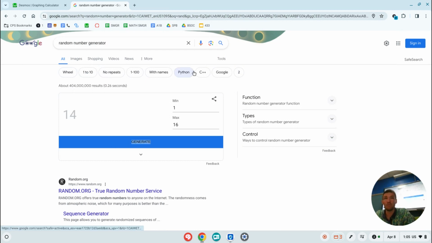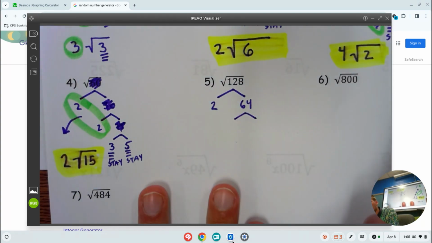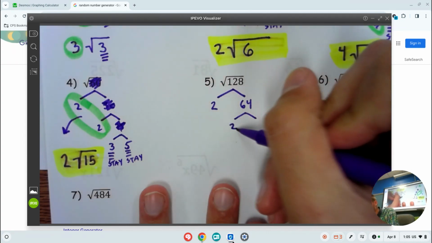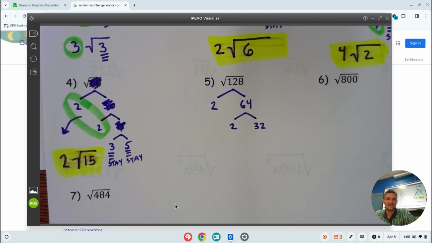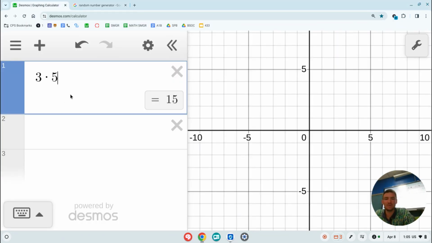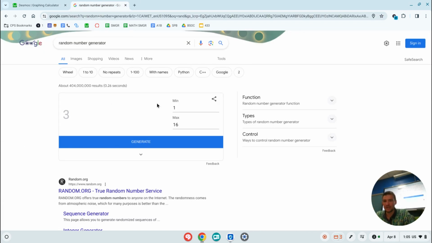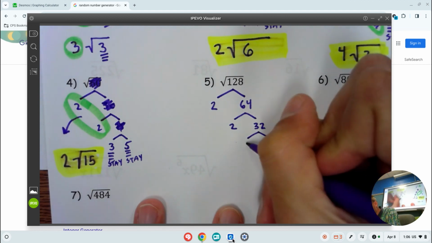Person number 14, right in front. Do you know what 64 is? Can you break that down? He was right. Yeah. Even though he spoiled your fun. 2 and 32. Again, if you're not sure, you just go to Desmos and you just type the number, divide, and you just try 2 or 3 or 5. All right, person number 3, which is Marcos. Marcos, 32. Can you cut that number in half? Yes. What do you get?